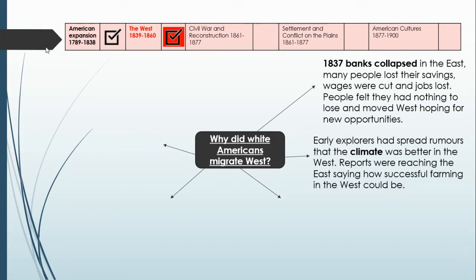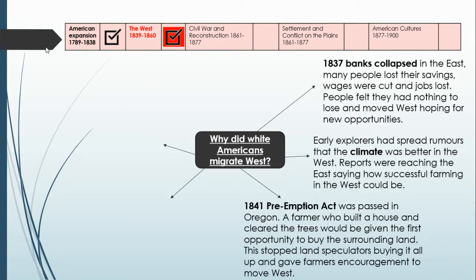We then have the idea that the climate was better in the west. This again would help with farming. So early explorers such as Lewis and Clark, who we looked at in the first session, had spread rumours that the climate was better in the west. So you could be a more successful farmer in the west, you could have your own land, and you could create a successful farm. So that was another reason why people began to move.